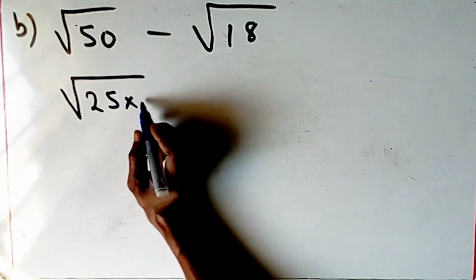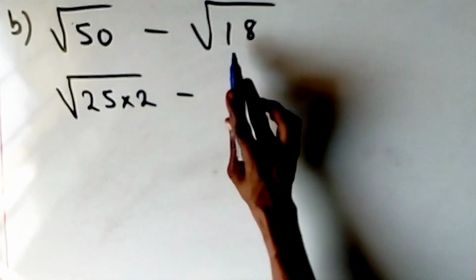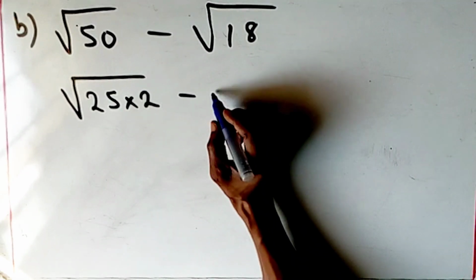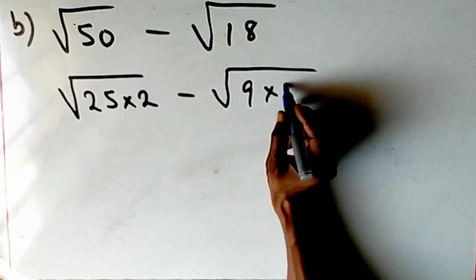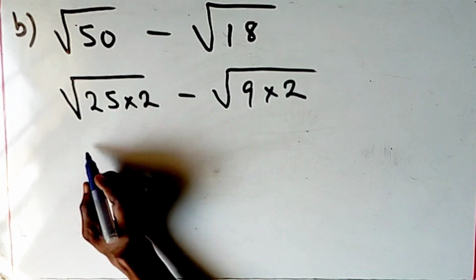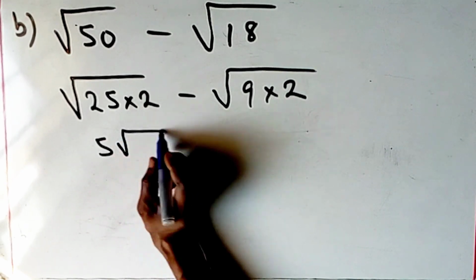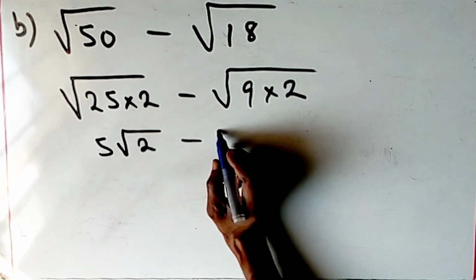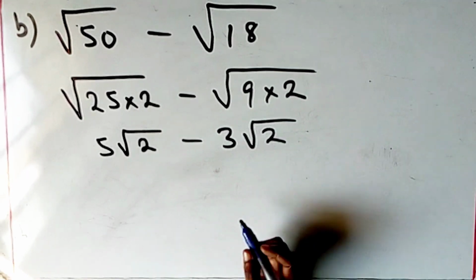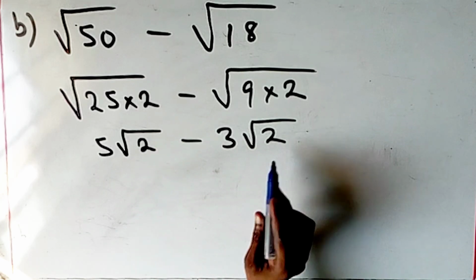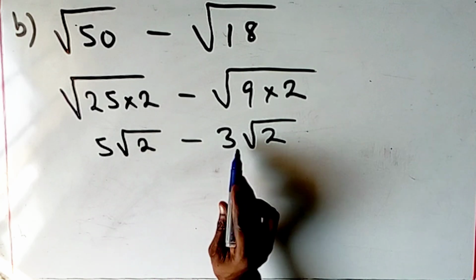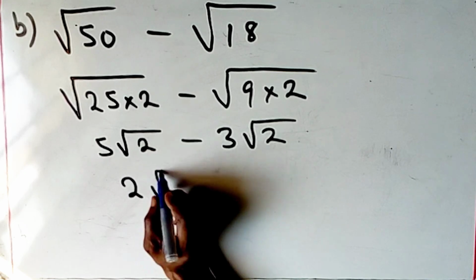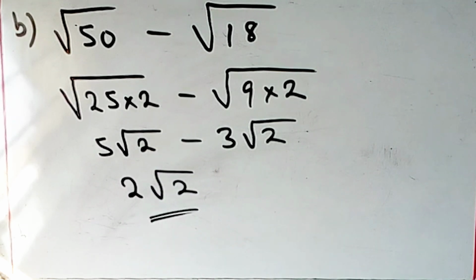We are going to look for two numbers. That is always the key. Out of the two, one must be a perfect square. So we can see 25 and 2 will give you 50. 9 and 2 will give you 18. So when we did that, we got 5 root 2 minus 3 root 2. And 5 minus 3 will give you 2, then root 2.